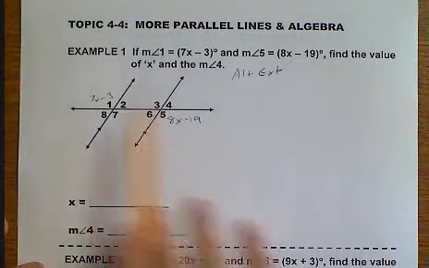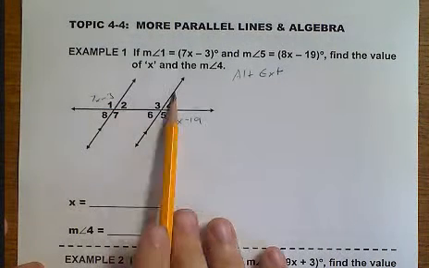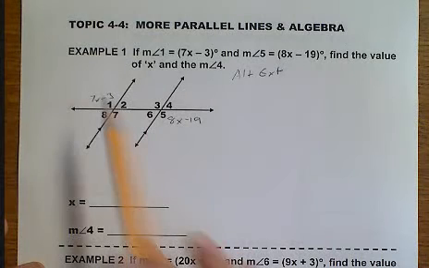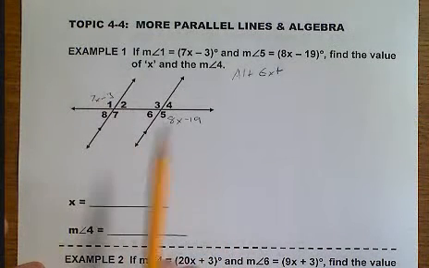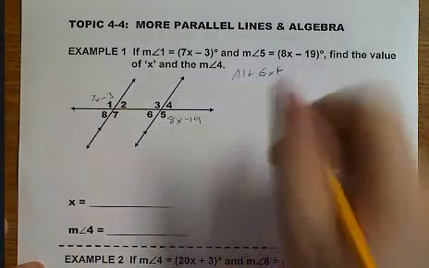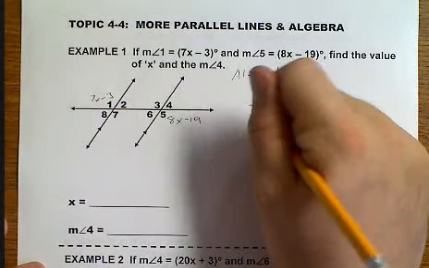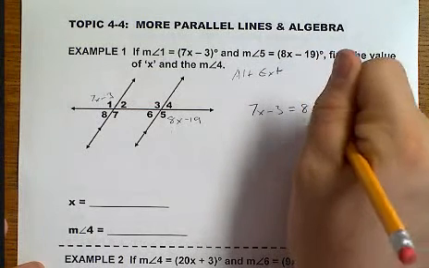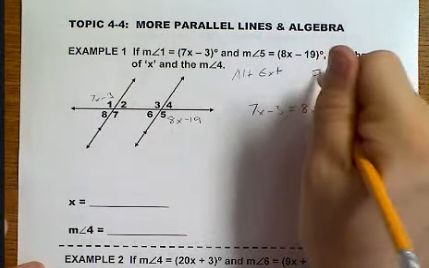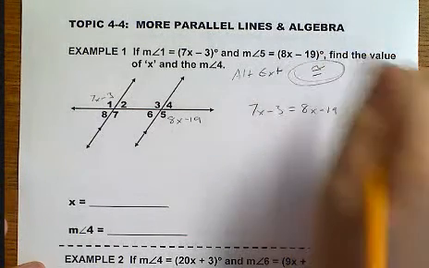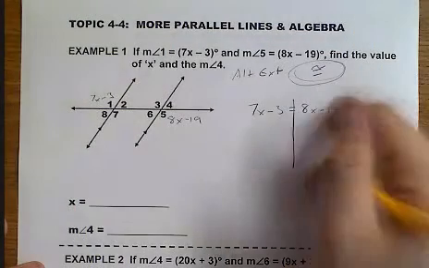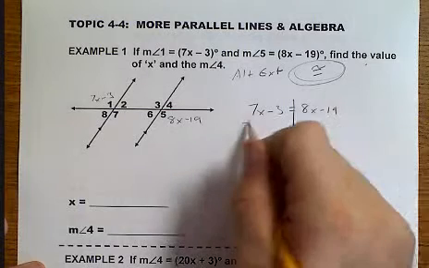Now you may have noticed that if these lines are parallel, congruent and supplementary is easy to find. These are both big angles, which means they can't be supplementary, they must be congruent. So I set them equal to each other because they are congruent. Now, some algebra. Let's get all of our x's to one side.